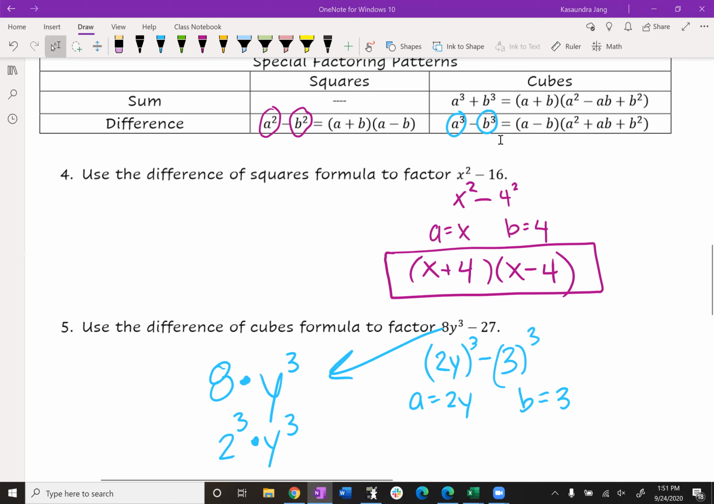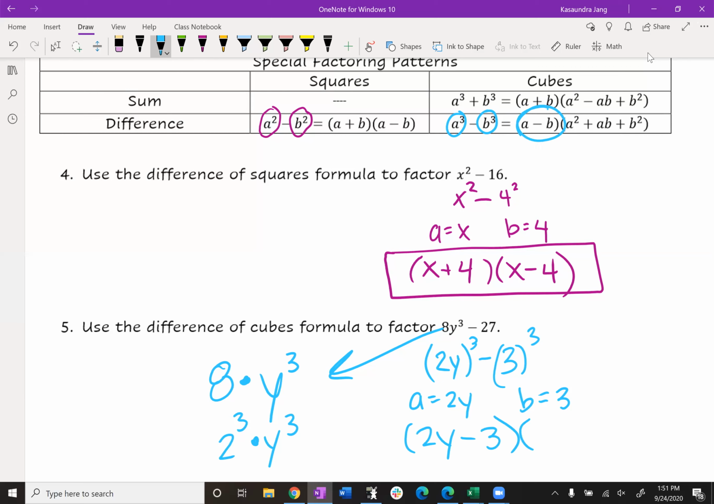All right. So I'm going to now put these into my formula. Yep. So I'm going to start with this factor, the a minus b, which we already said a is 2y, minus the b, which we said was 3, so 2y minus 3. Okay, there's my first factor.